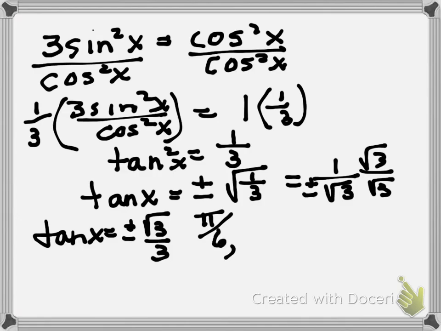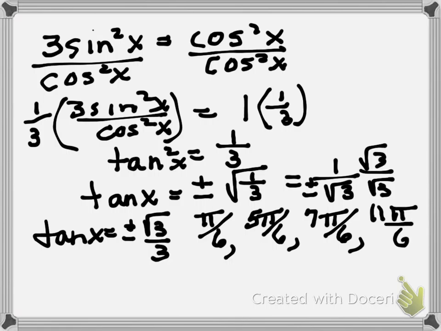And then we need to put that in each of the quadrants because it's positive and negative. So we have 6 pi over 6 minus pi over 6 is 5 pi over 6. In the third quadrant, I have 6 pi over 6 plus pi over 6 is 7 pi over 6. And in the fourth quadrant, 12 pi over 6 minus pi over 6 is 11 pi over 6.